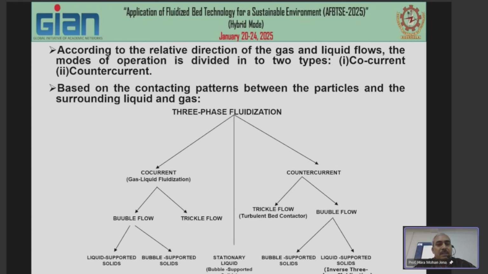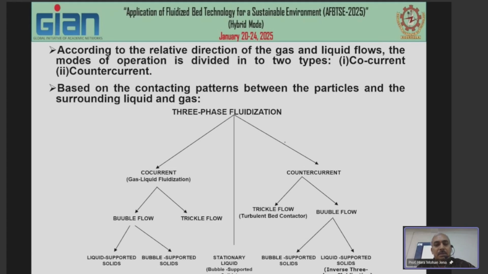So, as my topic is three-phase fluidization, gas, liquid, solid fluidization, next we will see the classification of this gas, liquid, solid fluidization. Based on the modes of operation, co-current or counter-current, and based on the contacting pattern between the particles and the surrounding liquid and gas, the classifications are like this. This is the taxonomy which was given by Epstein in his publication in 1981.